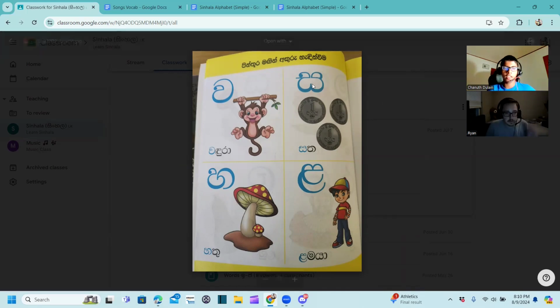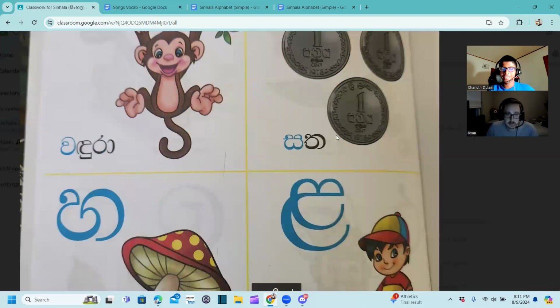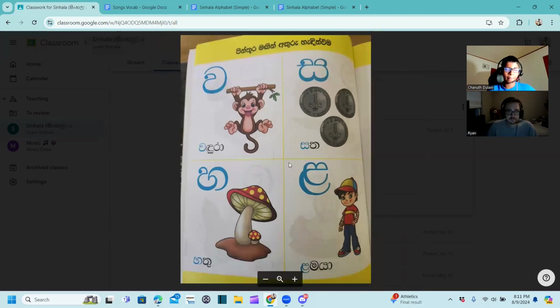And right here, letter sa, sata. Do you remember this letter? We learned this, it looks familiar, right? Sata. Oh, and notice right here, there's a change. It's the same letter, but there's a change. We added a stroke, right? So it's also a pillam.